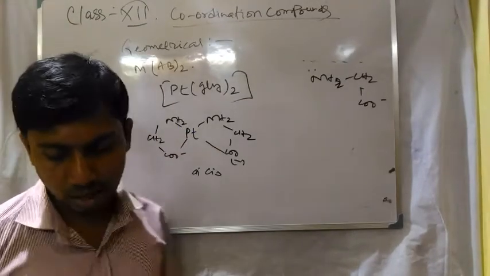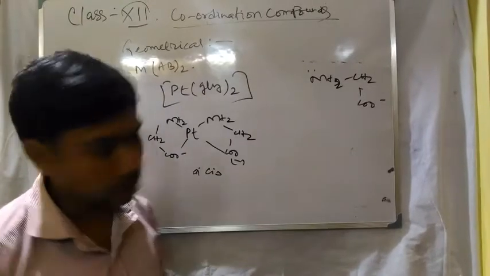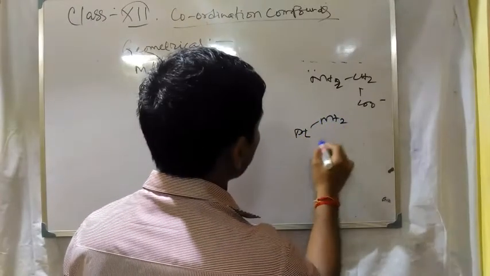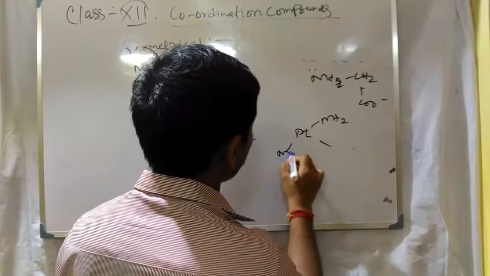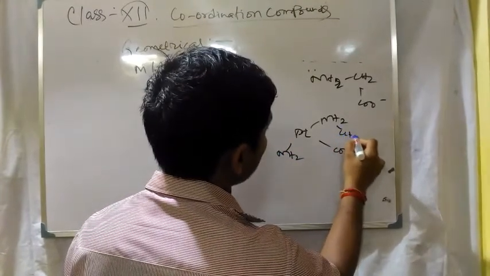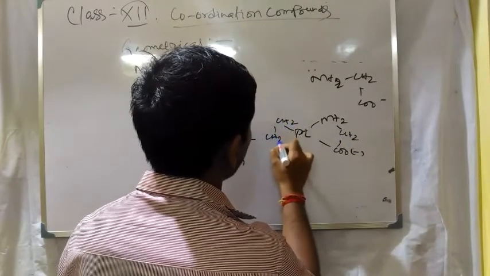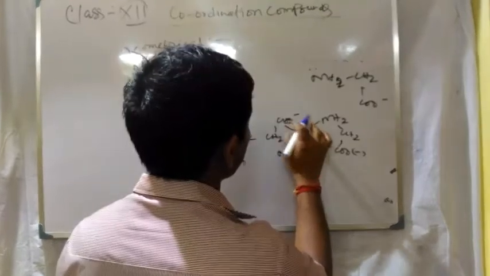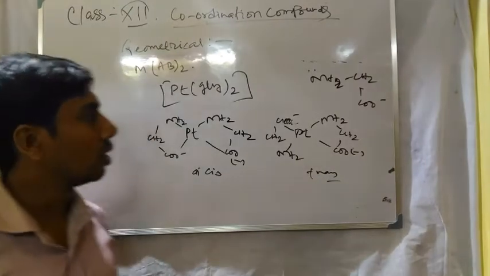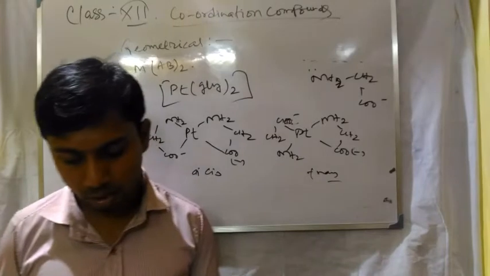nitrogen donor centers are adjacent to one another, and the reverse one is just the opposite of that, that is Pt, NH2, NH2, COO minus, and here CH2, and here CH2, COO minus, CH2. So it is the trans isomer. So in this way, the bidentate ligand also forms a geometrical isomer.